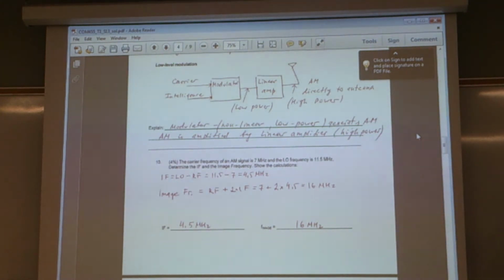They have, unfortunately, two same letters, IF, intermediate frequency and image frequency, but the meaning is different. Mostly when you see IF, it's about intermediate frequency. Image will have the word image frequency or something.